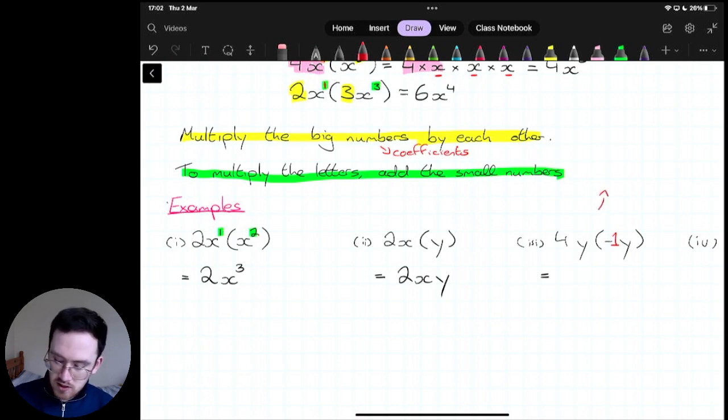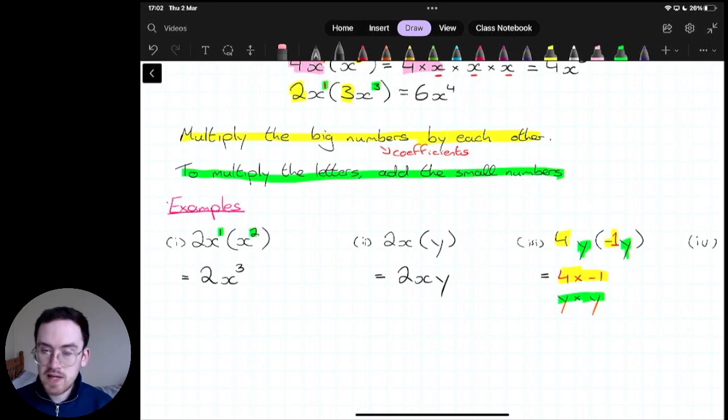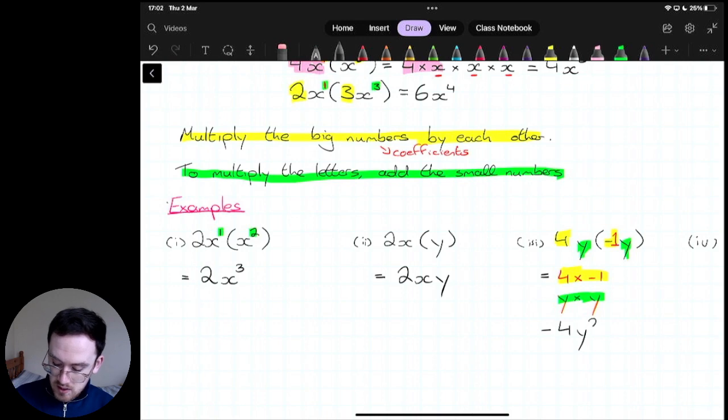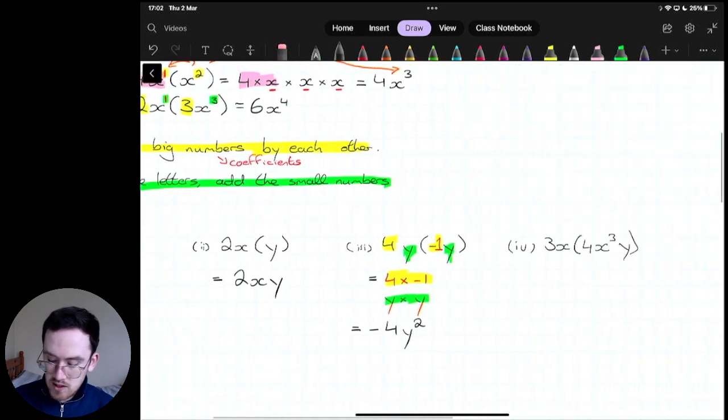Let's just take that below. So really what we're doing here is we're doing 4 multiplied by minus 1. Here's my first bit. And then I'm doing the y multiplied by y. Okay, those are my two sums here. So 4 multiplied by minus 1 and y multiplied by y. 4 multiplied by minus 1 gives me minus 4, and y multiplied by y gives me y squared. So it's minus 4y squared. We'll do maybe one more example here.